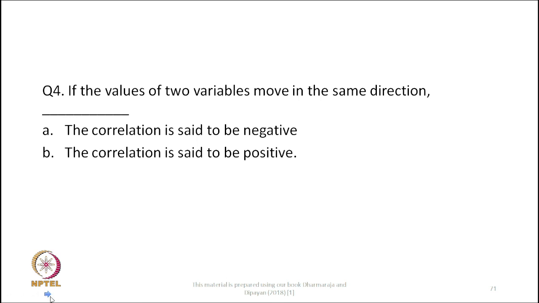Fourth question, if the values of two variables move in the same direction, then there are two options. First option, the correlation is said to be negative. Second option, the correlation is said to be positive. So, the correct answer is B, the correlation is said to be positive. That means if the values of two variables move in the same direction, then the correlation is said to be positive.